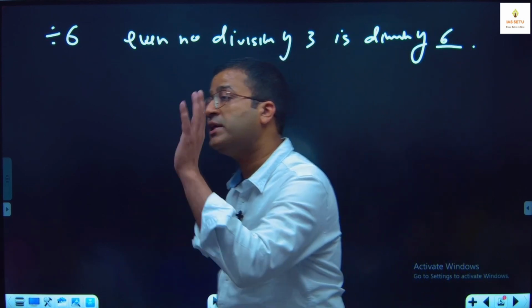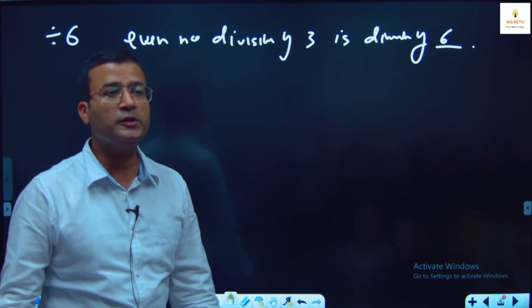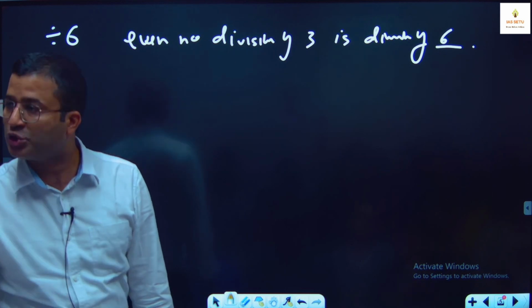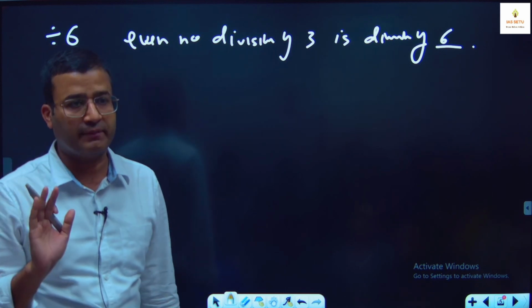Can you tell me any odd number which is divisible by 6? Not possible, because an odd number will not be divisible by 2. It has to be divisible by 2, so it has to be an even number.